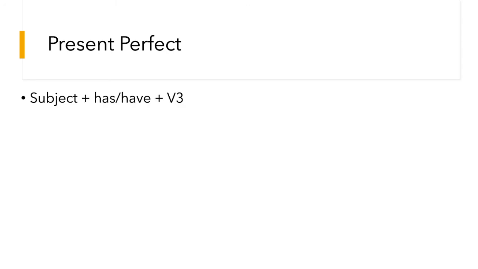Here, subject plus has or have plus the third form of the verb. When the subject is singular, you use has. When the subject is plural, you use have.